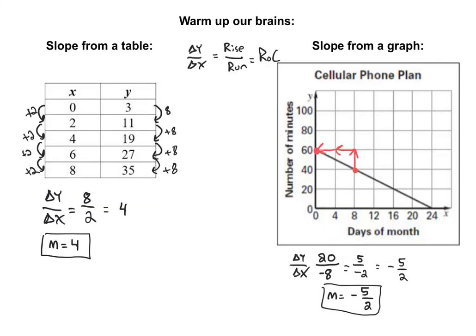All right, here's what I got. The table I felt like was pretty self-explanatory. Your change in y is 8, change in x is 2, so we have a slope of 4. The cell phone plan, I think the trickiest part here is remembering that we really need to pay attention to what is happening on our x and y axes.